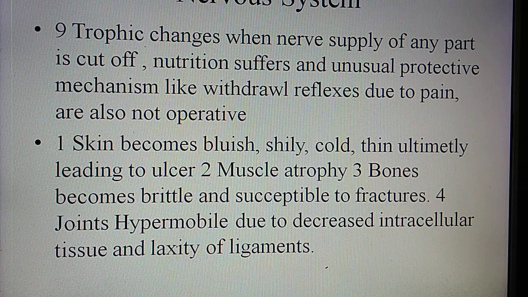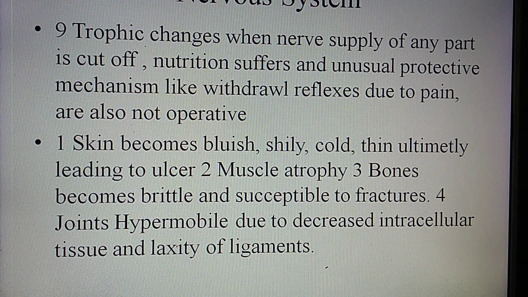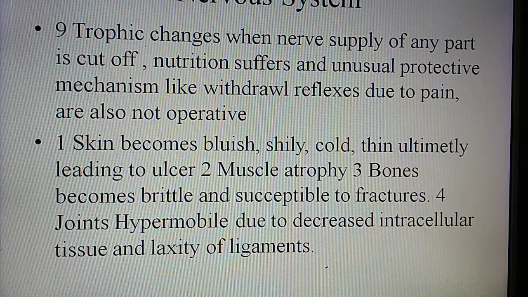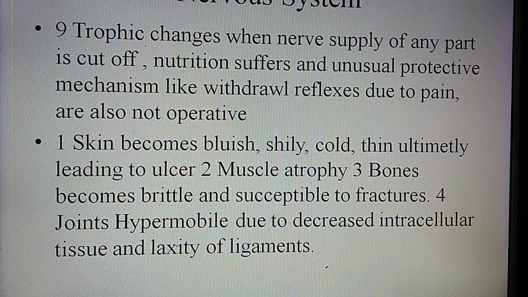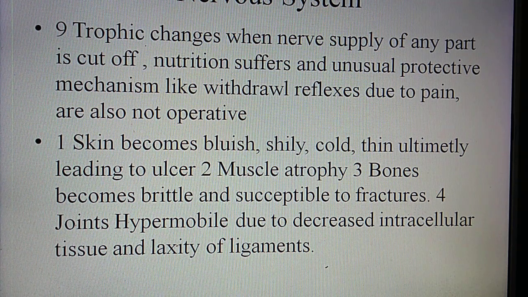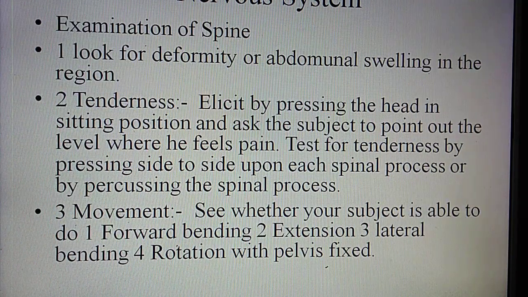Then you will observe muscle atrophy. You will observe bones becoming brittle and susceptible to fracture, and the joints hypermobile due to decreased intracellular tissue and laxity of the ligaments. These changes you will observe in a patient. So these changes are called the trophic changes in the nervous system.